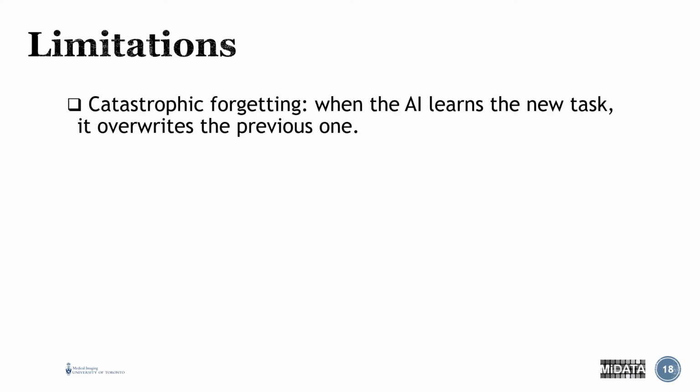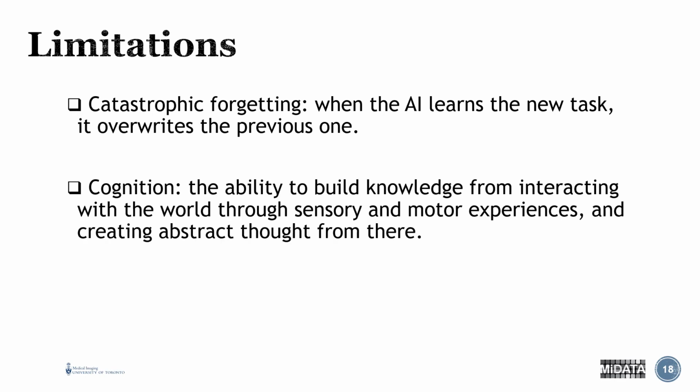Now, of course, there are always a few limitations. One of them here, which is interesting, is called catastrophic forgetting. Machine learning and AI can learn a new task, certainly, and it's an iterative process, but it also overwrites the previous one. So that can be a limitation in your methodology.